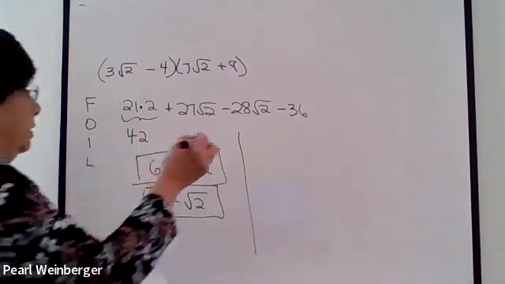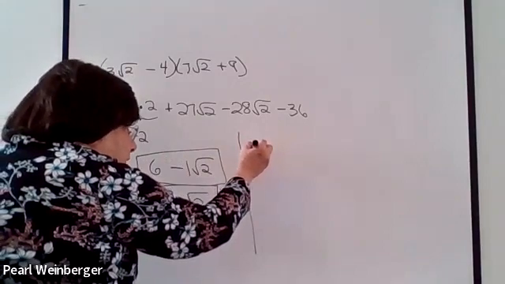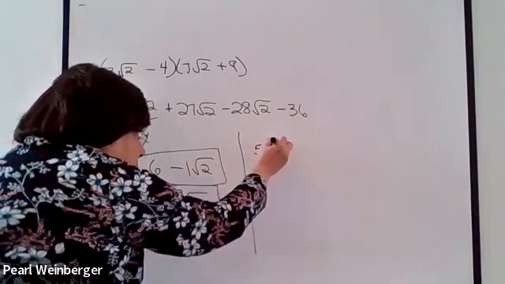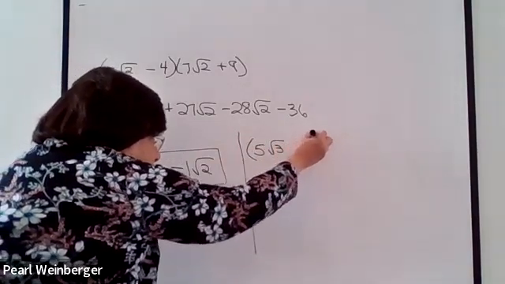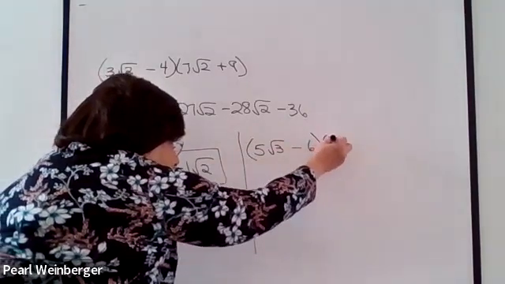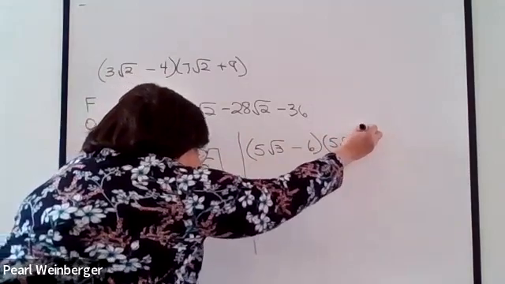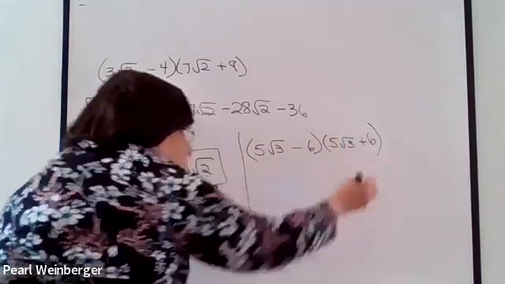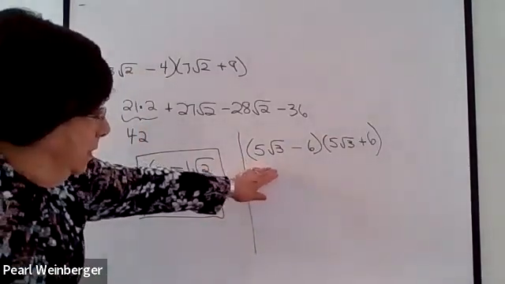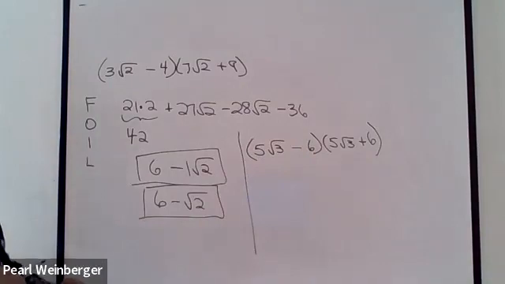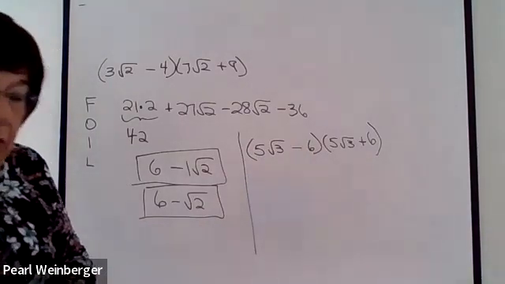Okay, so this one I want you to do: 5 radical 3 minus 6 times 5 radical 3 plus 6. See if you can multiply. Those are, again, binomials with radicals, and you're going to have to use FOIL. I'm giving you a few minutes to try it on your own.